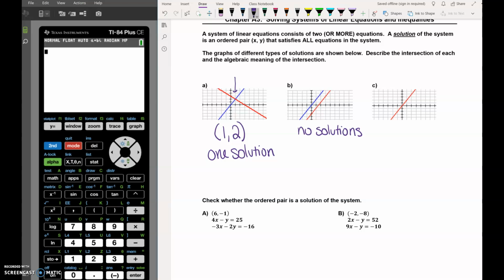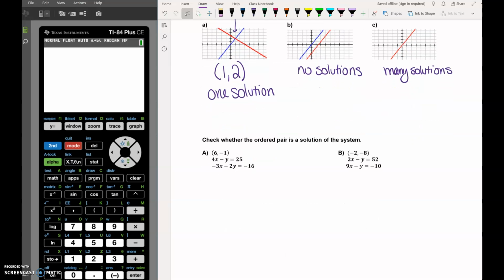And what do you think is happening in C? They're the same line. The blue line is underneath the red line. They are the same line, so there are many solutions. Every single point on that line is a solution to the system.